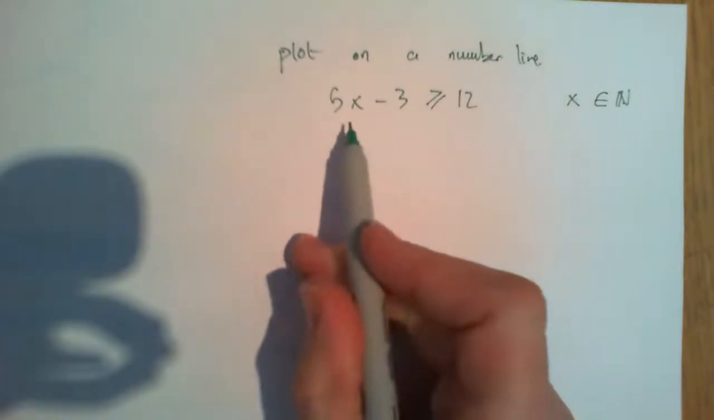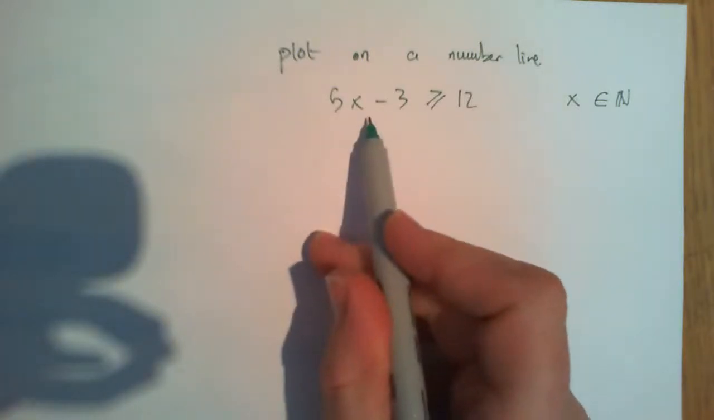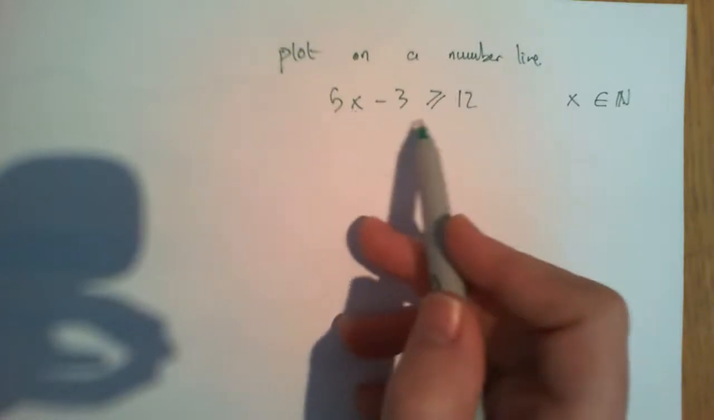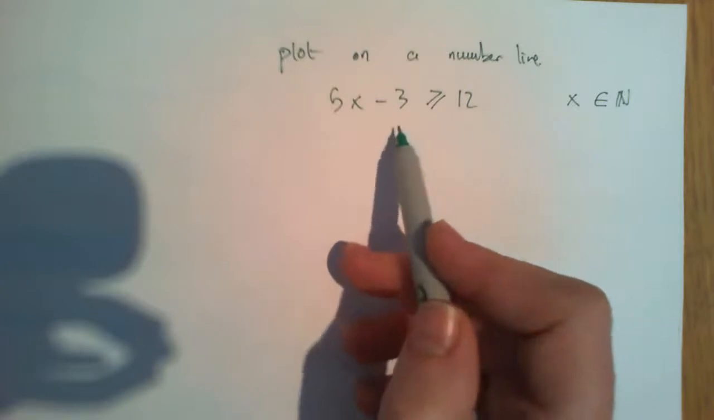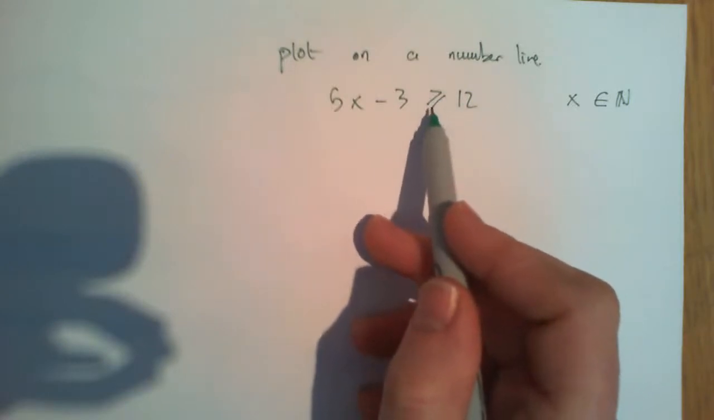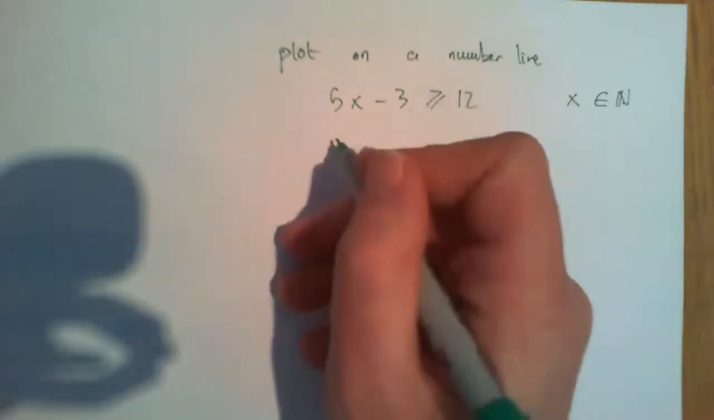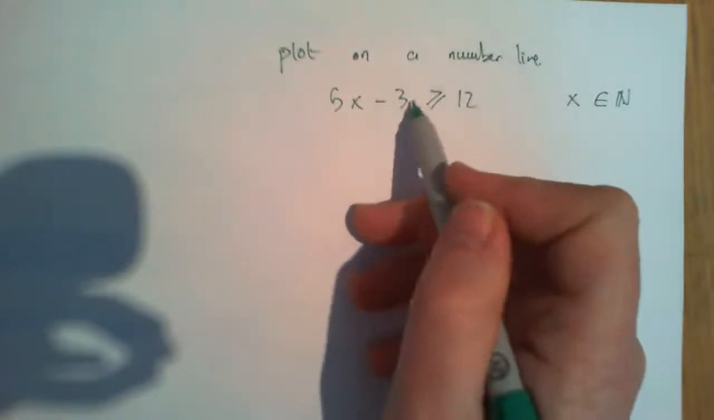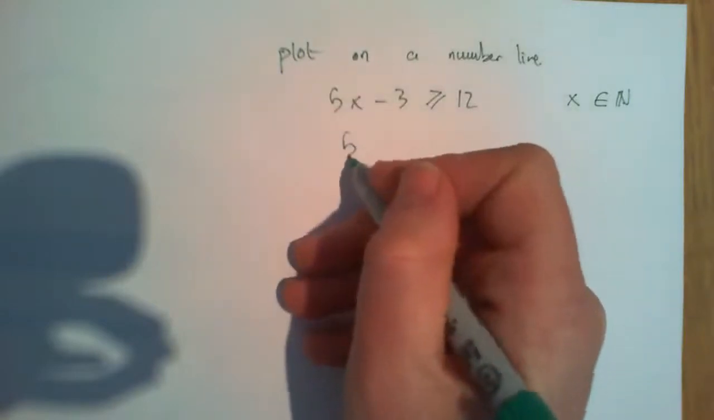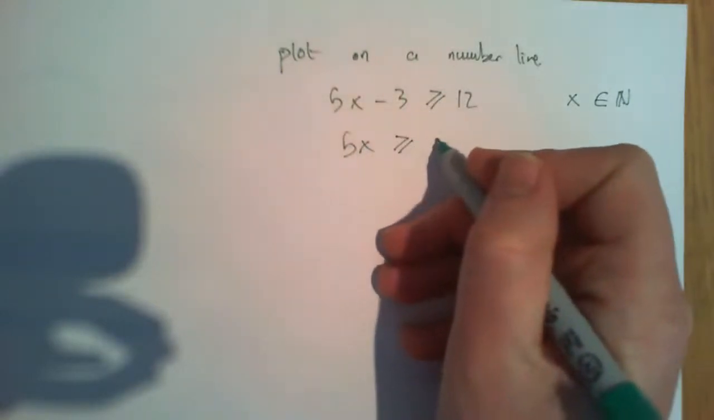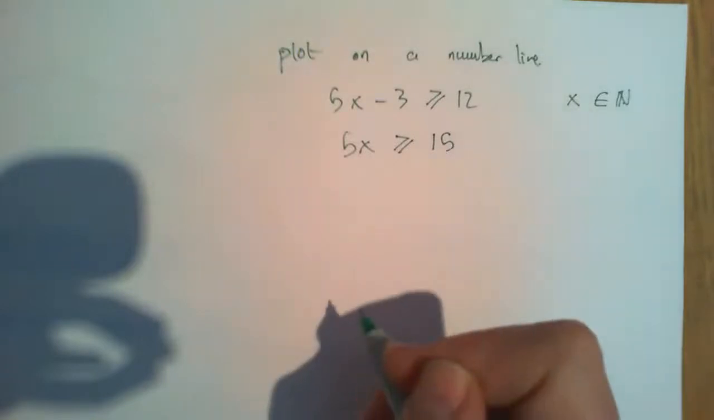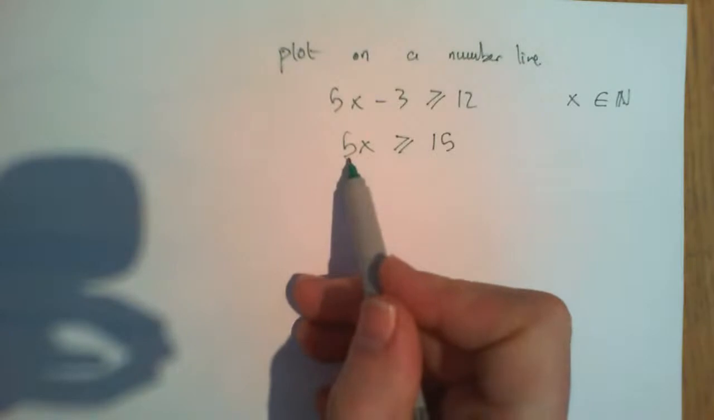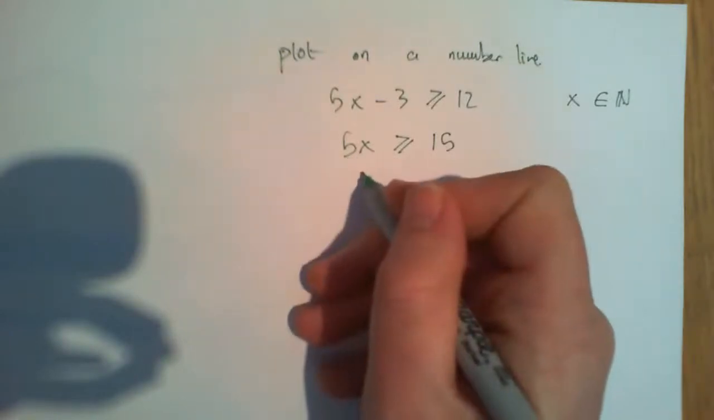So if this was an equal sign, what would we do? Well, we would try and get the single variable on its own. So this is stuff that would have been done in first year, so we're just coming back to it now. We're just using an inequality this time. So what we would do would be as follows. We would add 3 to both sides in order to get rid of this 3. We would divide each side by 5 to get rid of this 5.